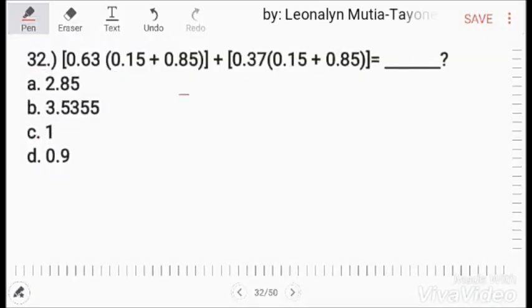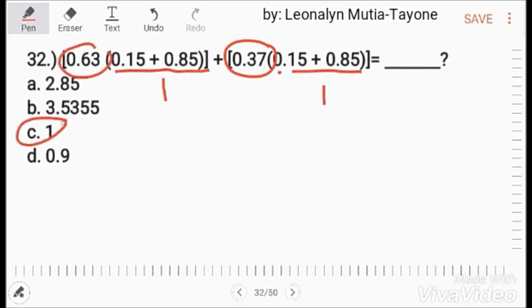Number 32. So, following PEMDAS rule, unahin natin yung innermost sa loob ng parenthesis. 0.15 plus 0.85. That is 1. So, ito, 1 lang din. 0.63 times 1. So, 0.63 lang din at 0.37 lang din. So, ito lang yung i-add mo. 0.63 plus 0.37. And the answer is 1. Letter C.